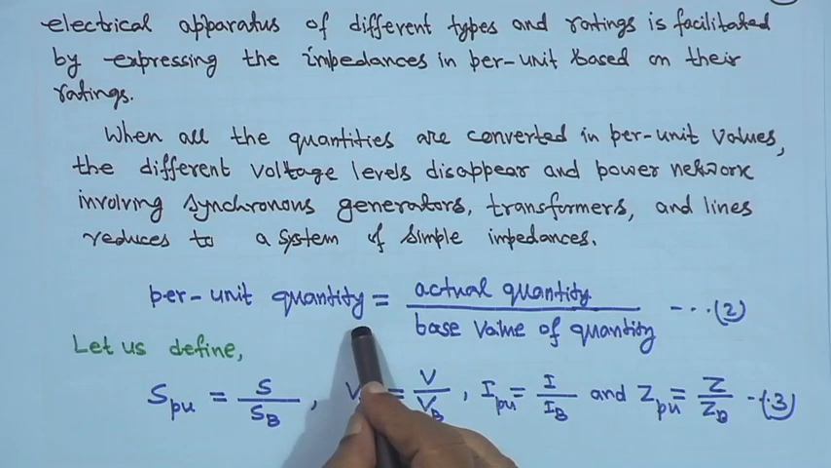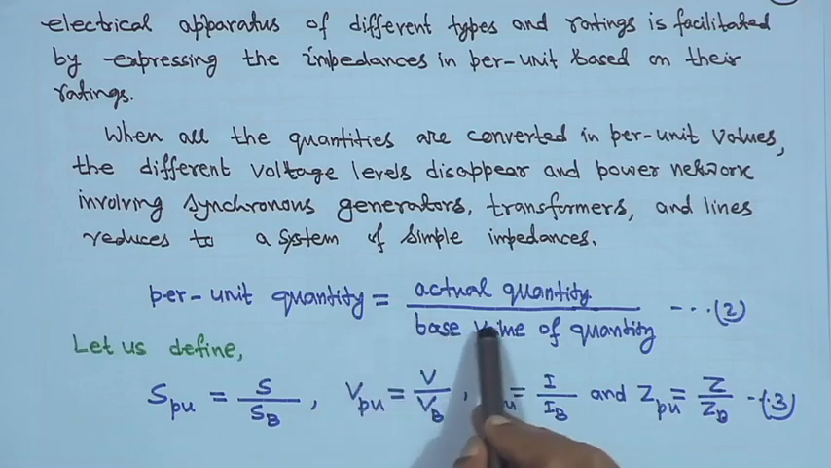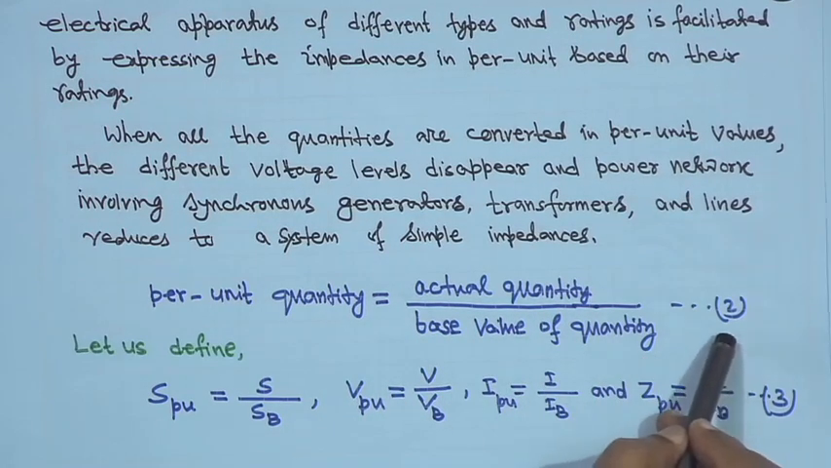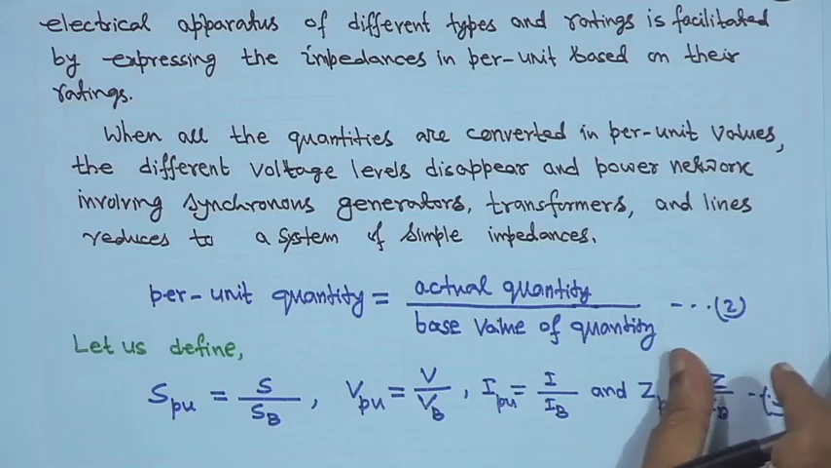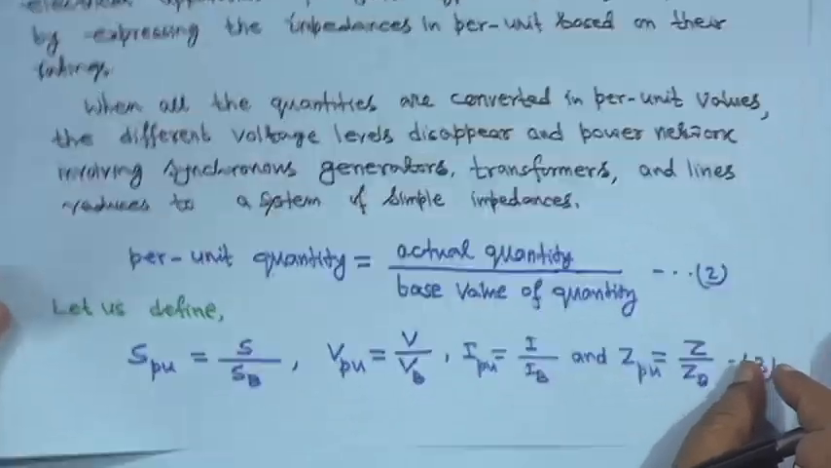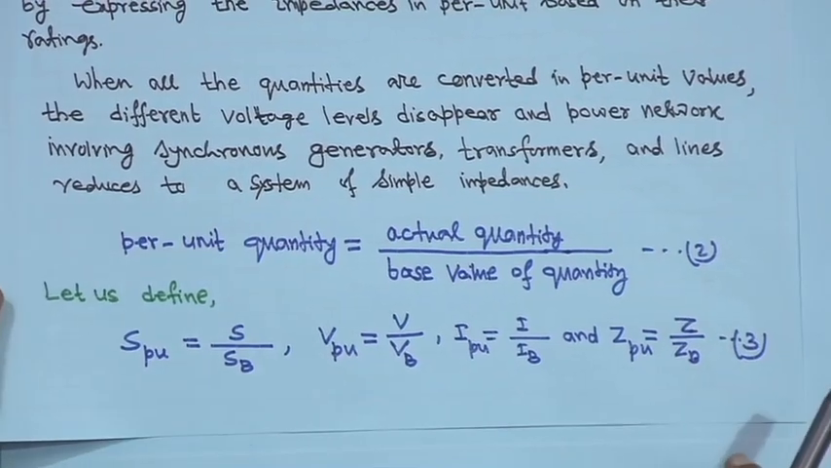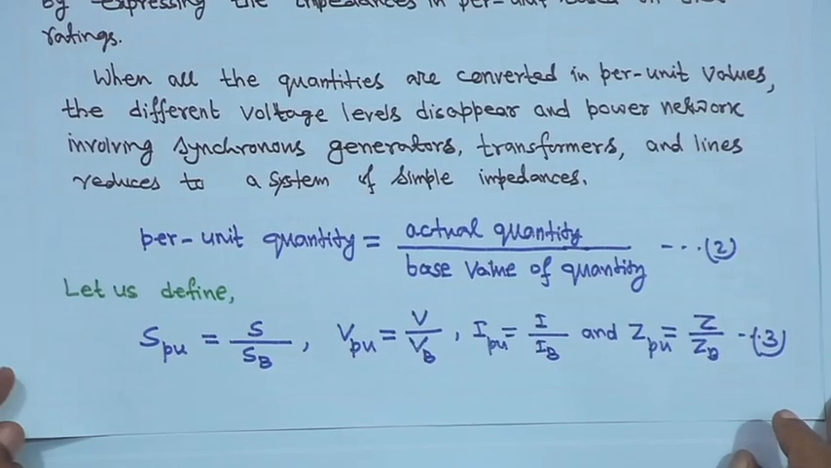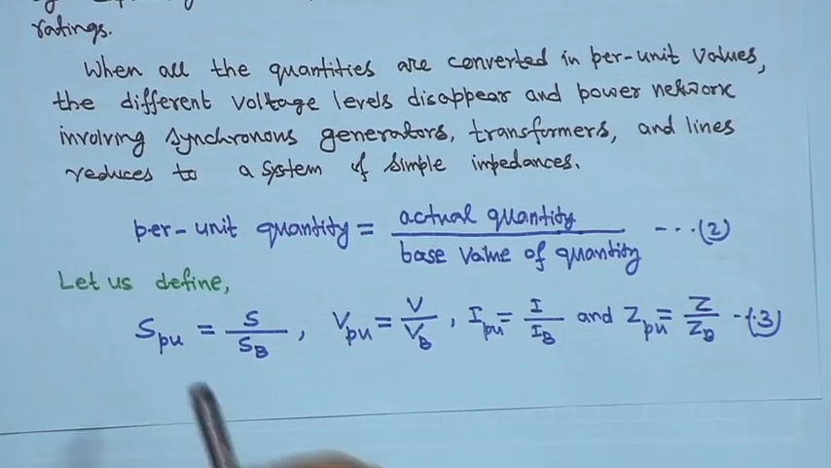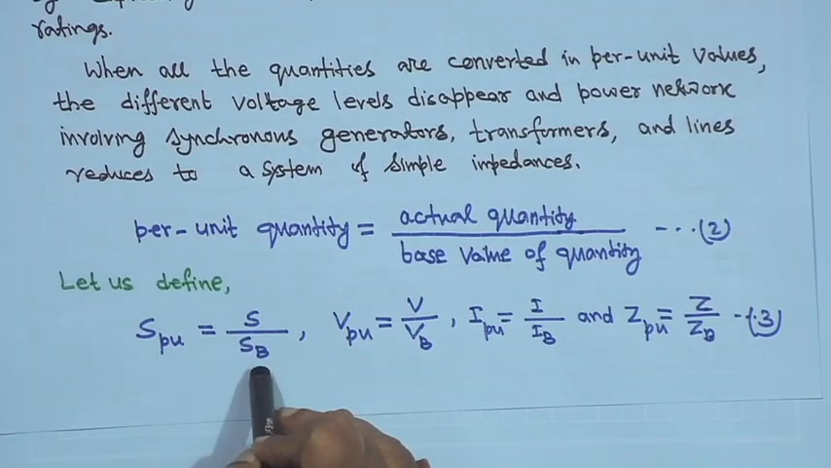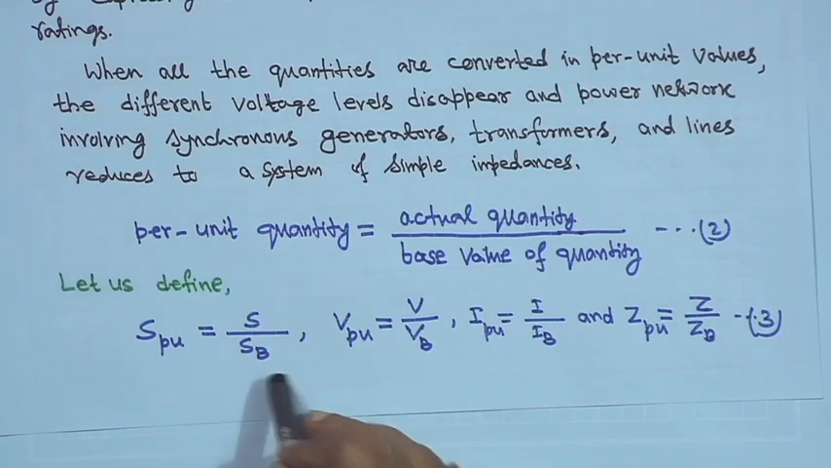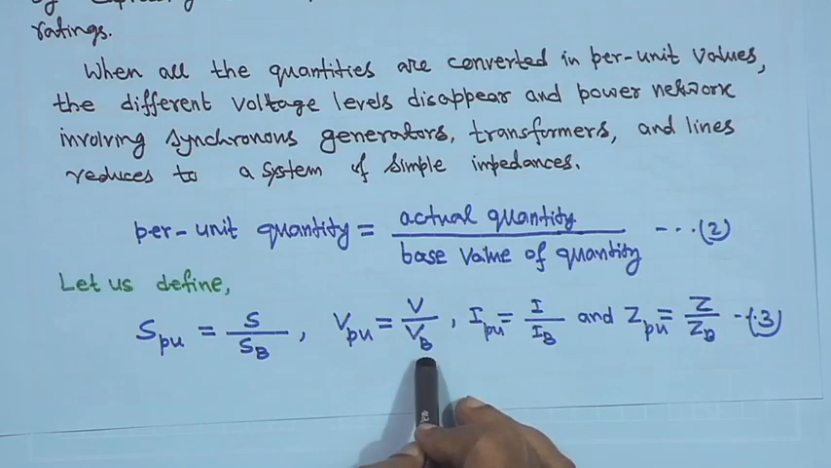So, per unit quantity is equal to the actual quantity divided by the base value of the quantity. This is equation 2, right. So, that means we are making the things dimensionless and accordingly, judiciously, we have to do it such that all electrical laws will be valid after transforming to the per unit system. So, suppose power: S PU is S upon SB, remember this thing, right. I will come to that. S is a complex quantity, but SB is a real quantity, we will come to that. Similarly, V PU is equal to V upon VB, right.